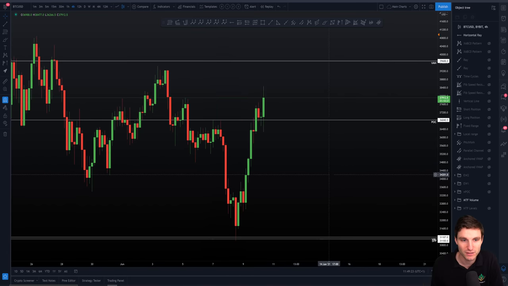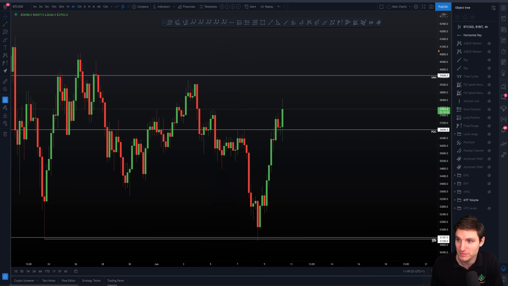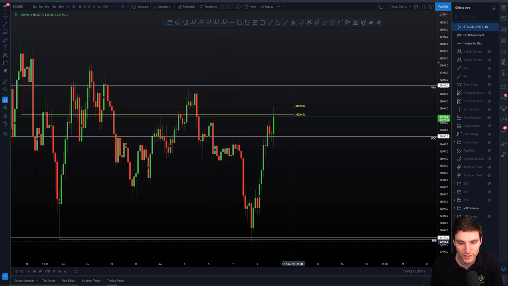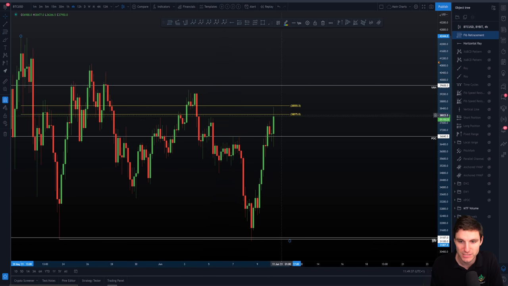Okay, so you can see where we are here. You might understand where we are, you might not. Currently we're forming a little bit of a rejection from the CC of the overall move, the high all the way down to the low. You can see we're currently bouncing off of the CC zone.